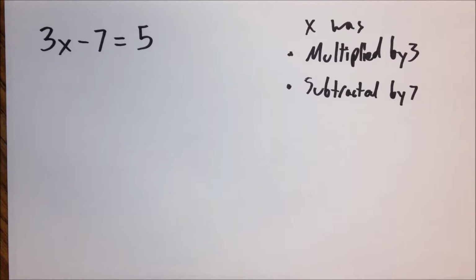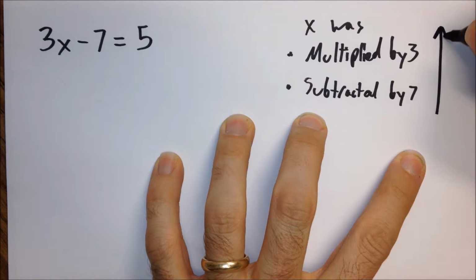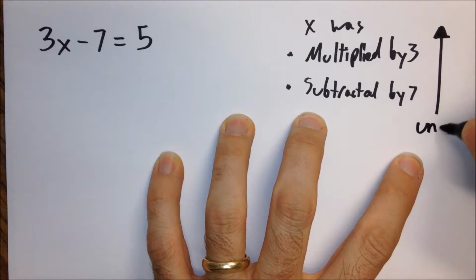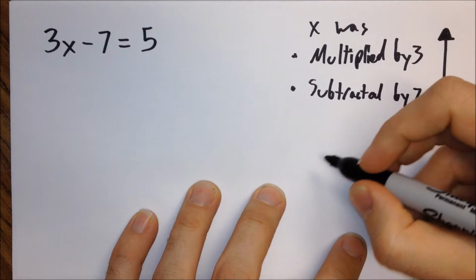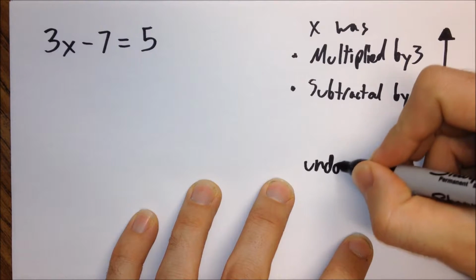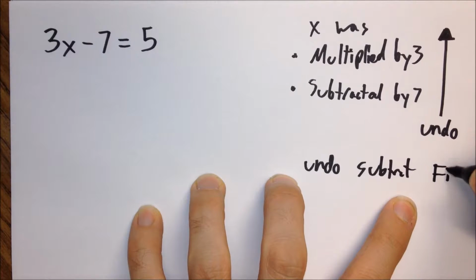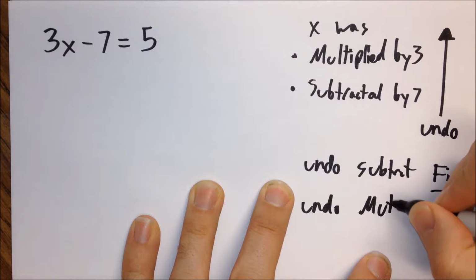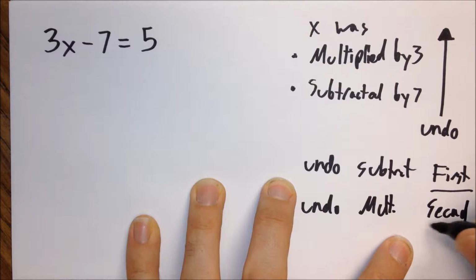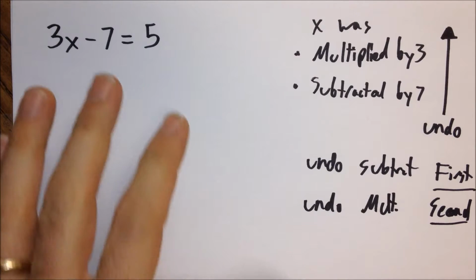Now the way I think about solving equations is when we do an equation, we always follow the opposite order. So we always undo in the opposite order from the way these terms acted on x to begin with. So we undo subtraction first, undo the subtraction first, and then undo your multiplication second.